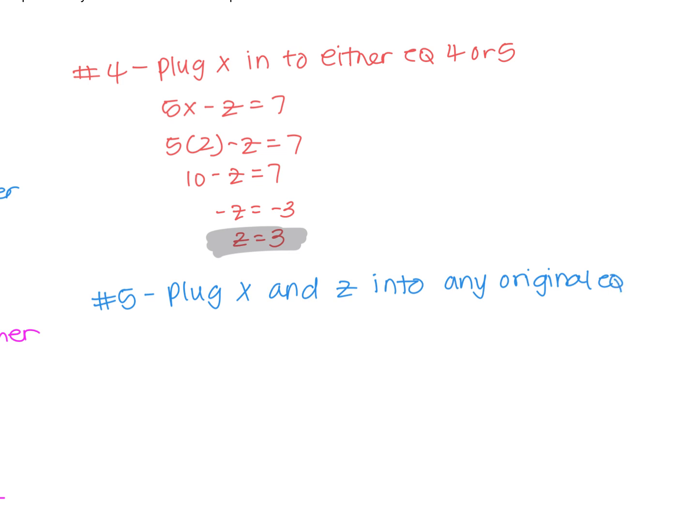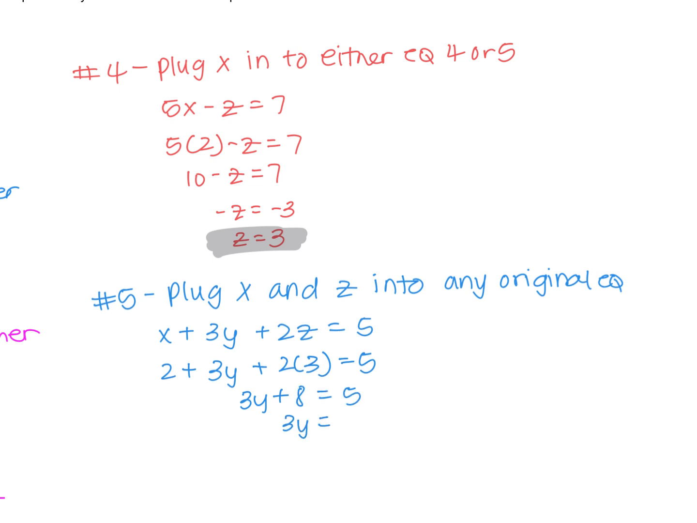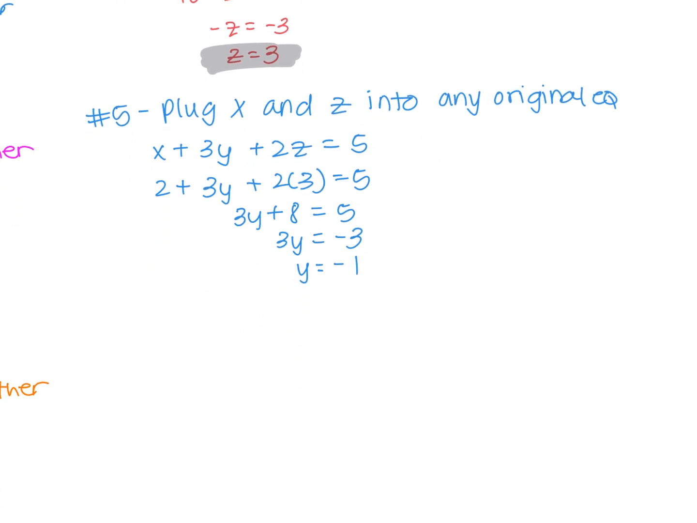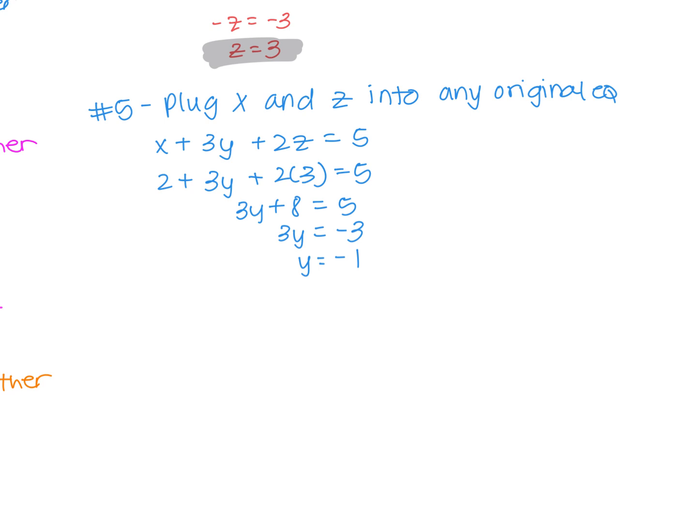So I'm going to choose the first one because it's the first one. So the first one is x plus 3y plus 2z equals 5. I got 2 for x and 3 for z, so I have 2 plus 3y plus 2 times 3 equals 5. 6, 7, 8 equals 5. So y equals negative 1? Yes. Woo! Oh my gosh.